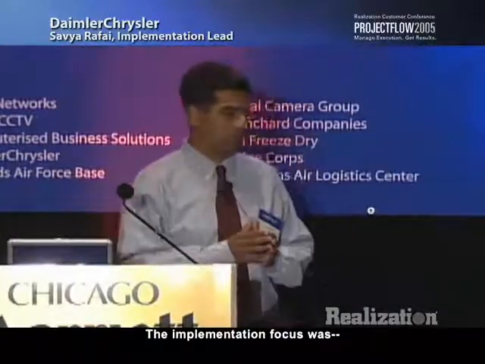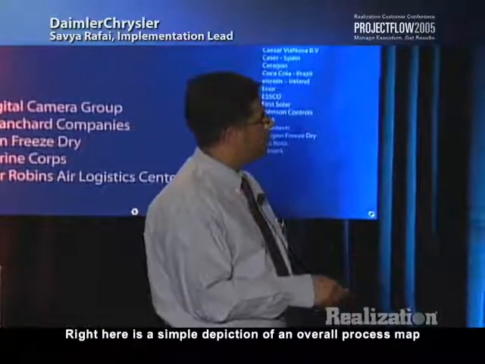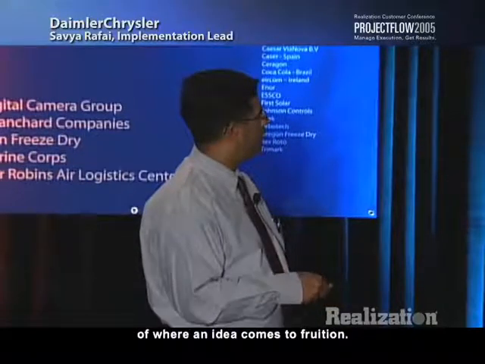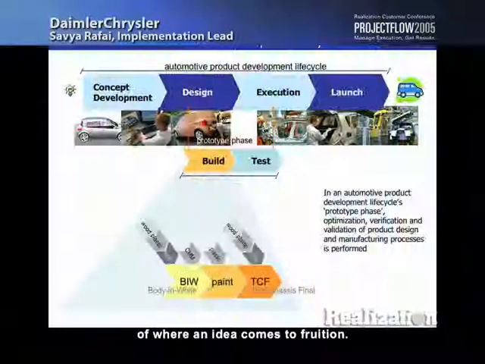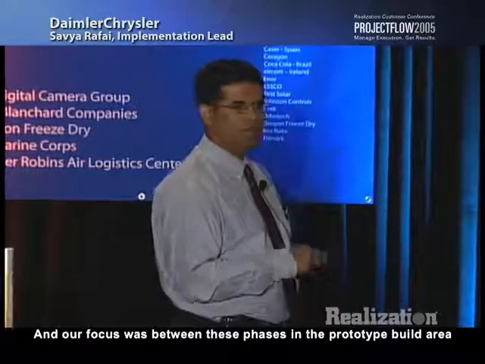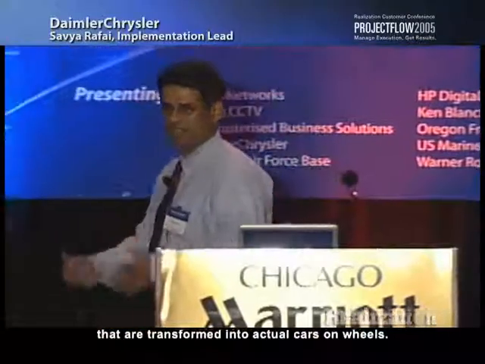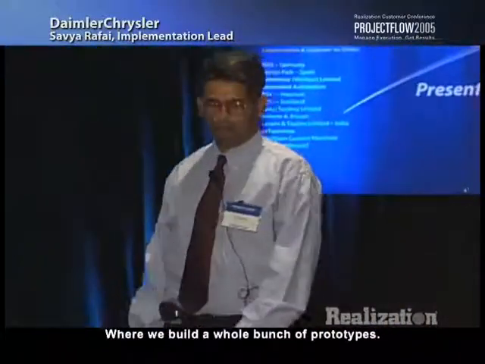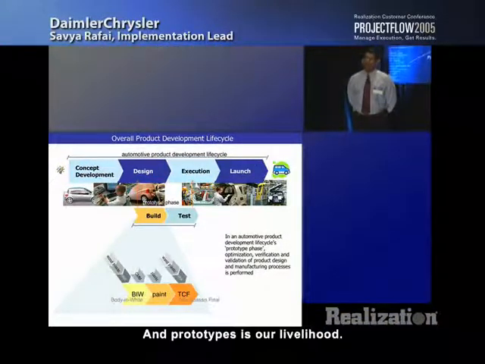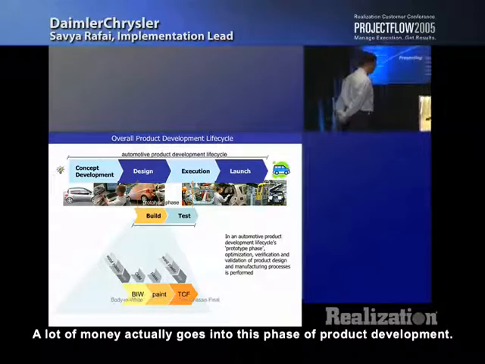The implementation focus was right here. This is a simple depiction of the overall process map of where an idea comes to fruition, and our focus was between these phases in the prototype build area, where we get these fancy concepts that are transformed into actual cars on wheels, where we build a whole bunch of prototypes. And prototypes is our livelihood. A lot of money actually goes into this phase of product development.